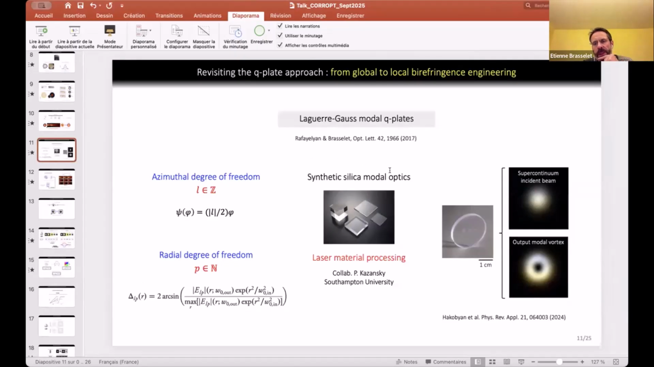Yes, actually, the robustness to optical flux of this nanostructured silica glass optics is almost the same as with pristine silica. This was shown in previous work by our collaborators, that the damage thresholds are roughly the same as pure silica. So yes, it's very robust.